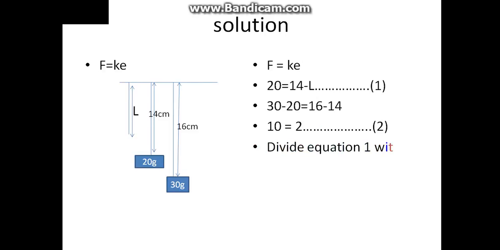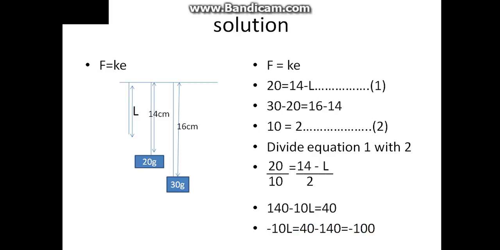Dividing equation 1 by equation 2, we have that 20 over 10 is equal to 14 minus L over 2. Therefore, 140 minus 10L is equal to 40. Minus 10L is equal to 40 minus 140, which is equal to minus 100. L is equal to minus 100 over minus 10, which gives us 10 cm.